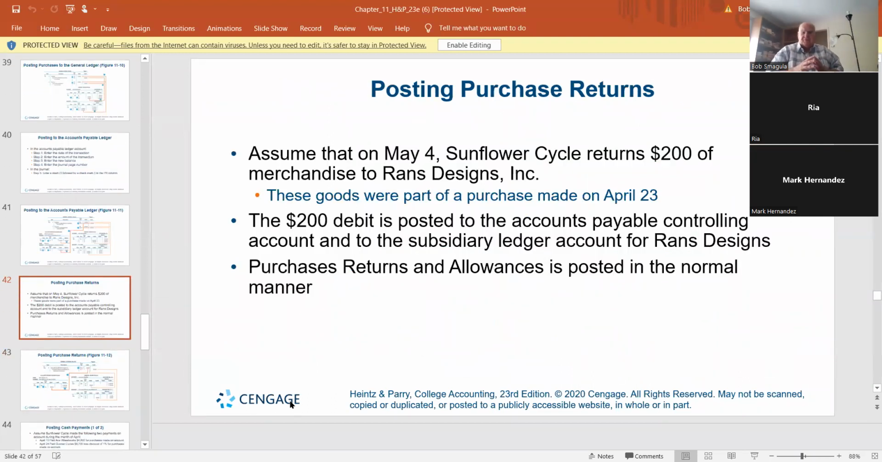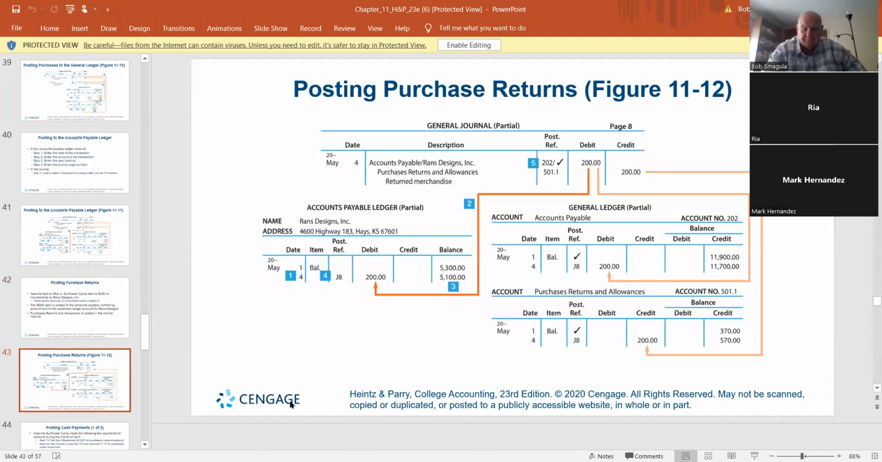Posting purchase returns, it's not too tough. Assume on May 4th that Sunflower returned $200 worth of merchandise. And they were part of a purchase on April 23rd. And the debit for $200 is going to be posted to accounts payable, to the control account, as well as the subsidiary. Purchase returns and allowances is posted in the normal manner. So let's see what we're talking about.